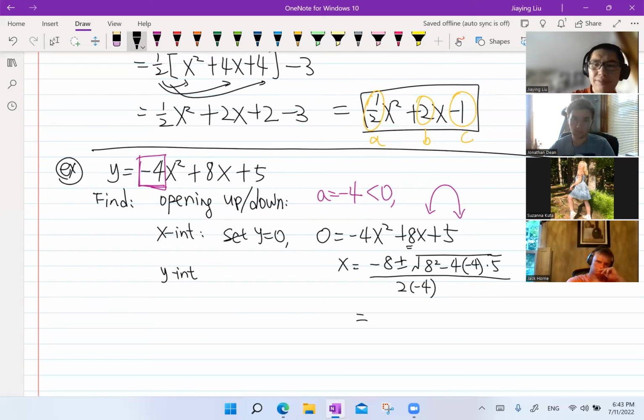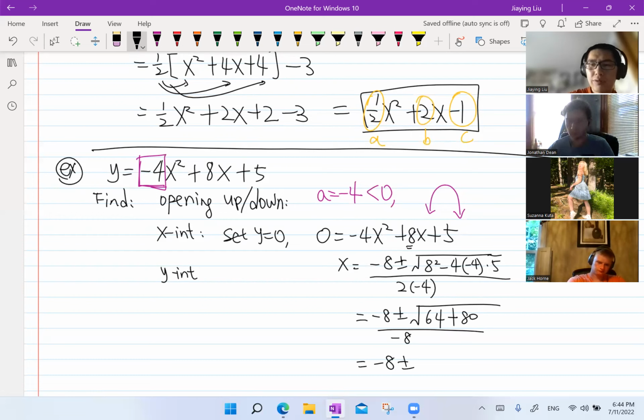And it turns out, I'm just quickly looking at this, we might not be able to have any x-intercepts because that's going to be negative 8 plus minus... It works. Okay. So 64 plus 16 times 5 is 80. So we got 144. So it does factor nicely. So we get negative 8 plus minus the square root of 144, which is 12. So plus minus 12 divided by negative 8.